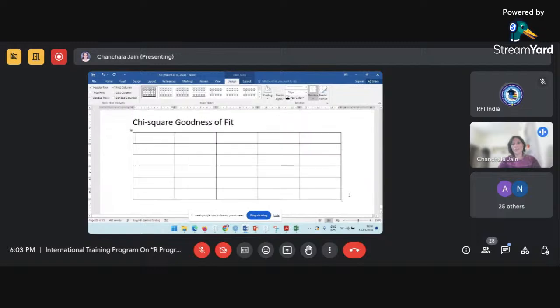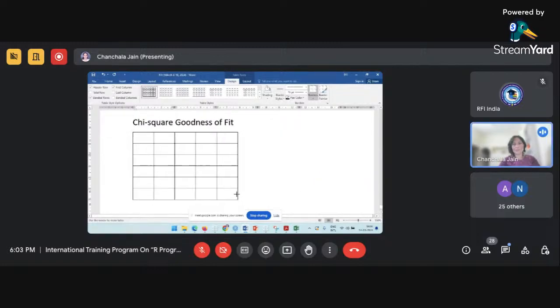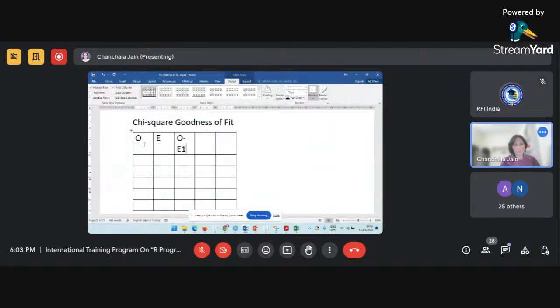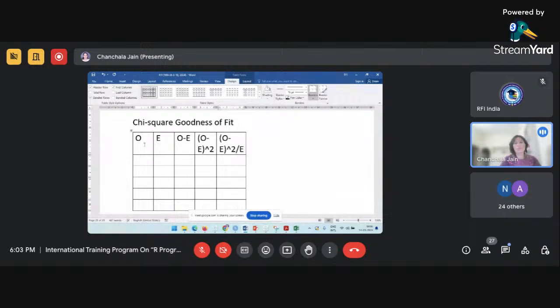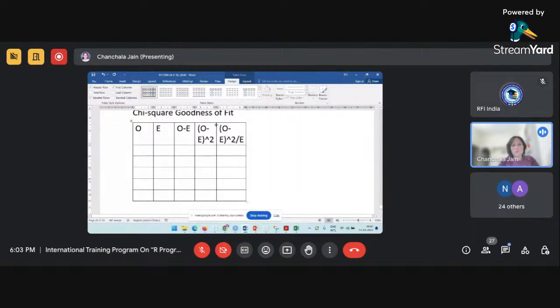See, sir, please pay attention here. I'm telling you firstly manually, right? Suppose O minus E, then O minus E square, and this is chi-square. Yes, you can write O minus E square divided by E. This will give you the chi-square, right? So this is the formula.